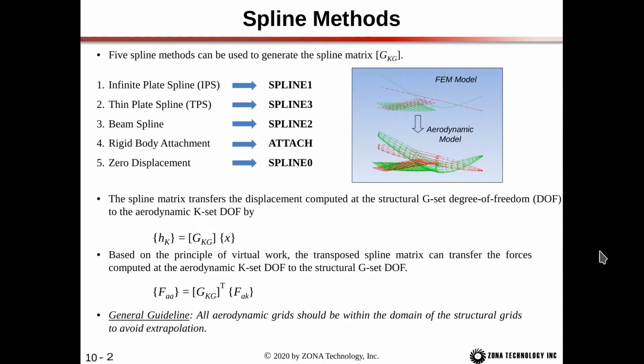So the spline matrix transfers the displacement computed at the structural G set degrees of freedom to the aerodynamic K set degrees of freedom by this HK is equal to GKG times X. Now, based on the principle of virtual work, the transposed spline matrix, GKG, can transfer the forces computed at the aerodynamic K-set degrees of freedom to the structural G-set degrees of freedom. So we have the forces on the structure grids equals the transpose of GKG times the forces on the aerodynamic grids. And a general guideline used in the spline is all aerodynamic grids should be within the domain of the structural grids to avoid extrapolation.